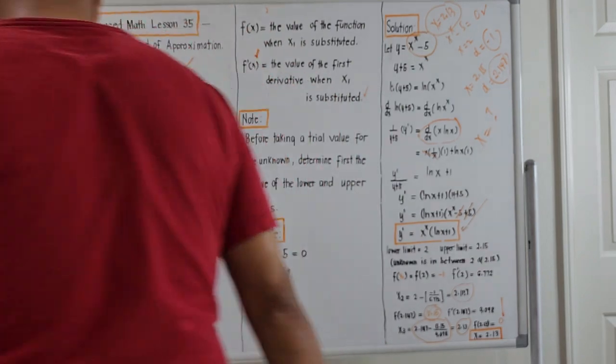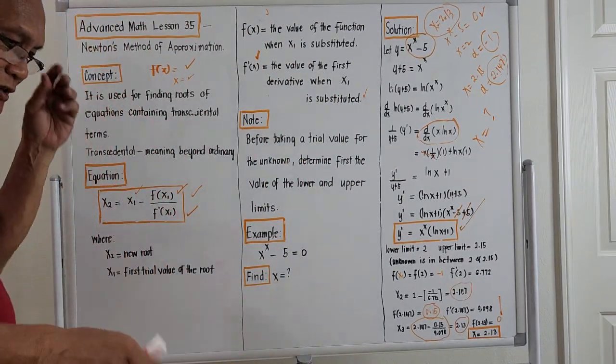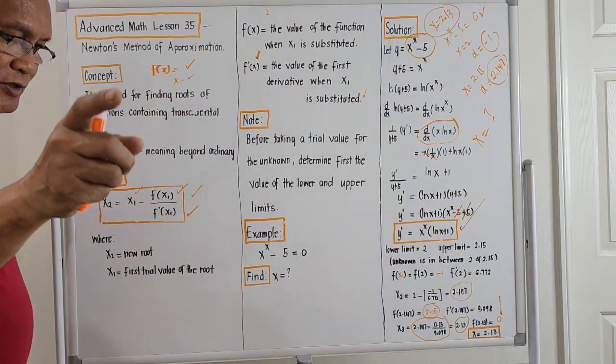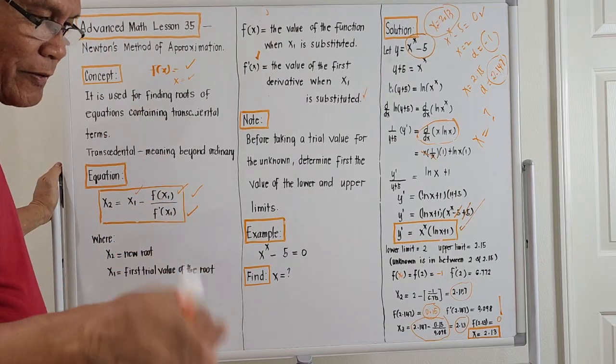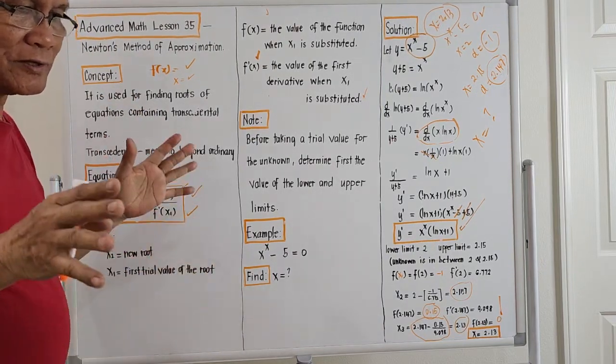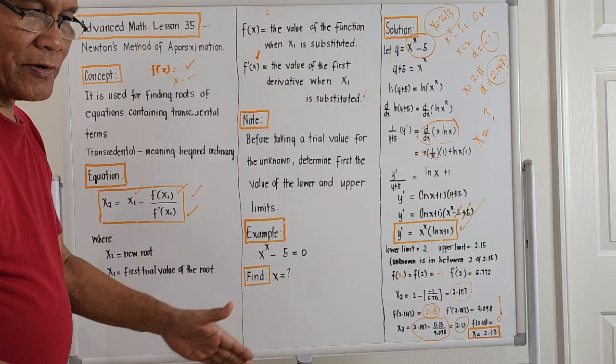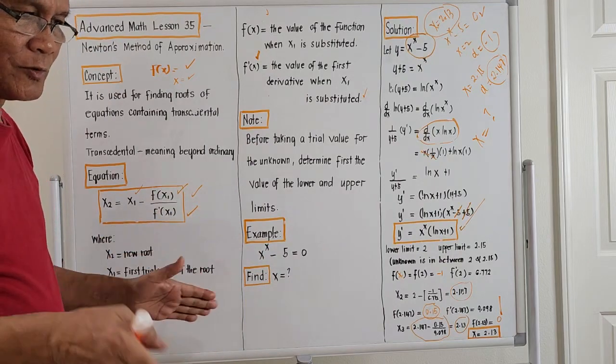Okay guys, so for those of you who are taking advanced mathematics, this is Newton's method of approximation of solving transcendental equations. It is a part of advanced mathematics.